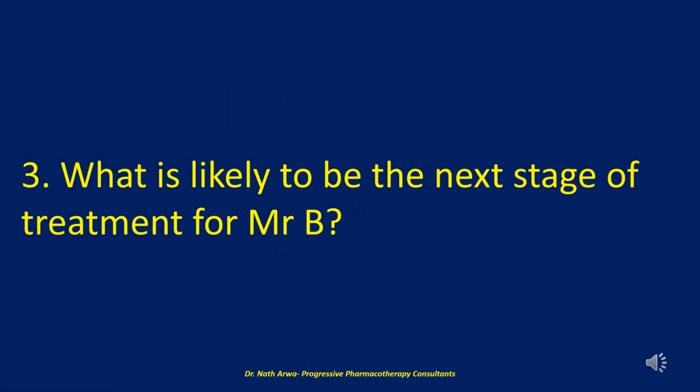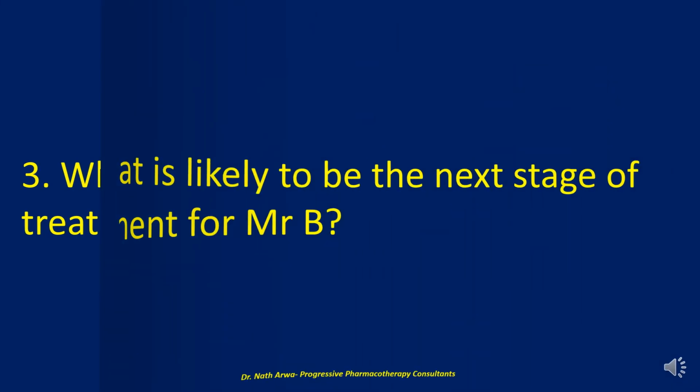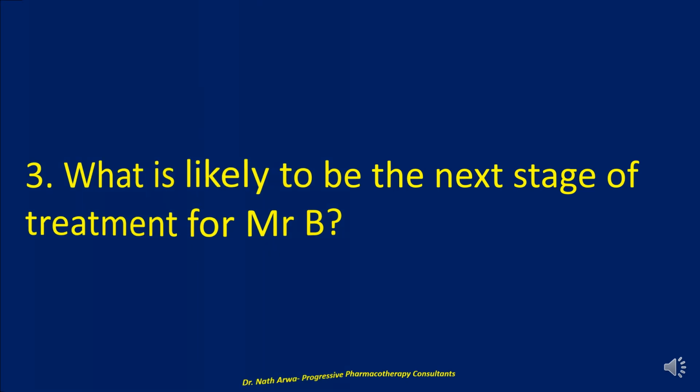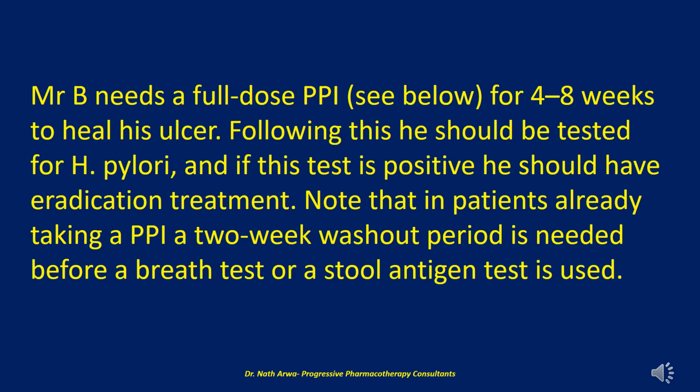Question 2 reads, what is likely to be the next stage of treatment for Mr. B? Mr. B needs a full-dose proton pump inhibitor, see below, for 4 to 8 weeks to heal his ulcer. Following this, he should be tested for Helicobacter pylori, and if this test is positive, he should have eradication treatment. Note that in patients already taking a proton pump inhibitor, a 2-week washout period is needed before a breath test or a stool antigen test is used.